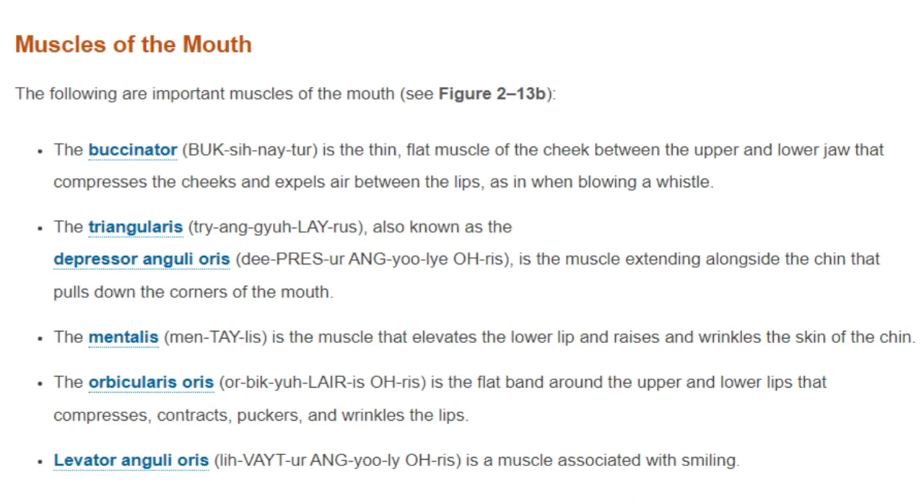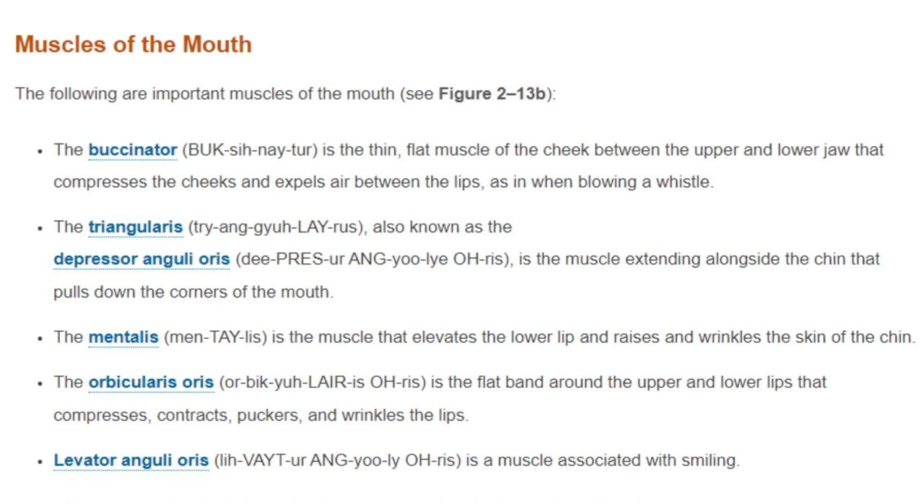Muscles of the mouth. The following are important muscles of the mouth, see Figure 2.13b. The buccinator is the thin, flat muscle of the cheek between the upper and lower jaw that compresses the cheeks and expels air between the lips, as when blowing a whistle. The triangularis, also known as the depressor anguli oris, is the muscle extending alongside the chin that pulls down the corners of the mouth. The mentalis is the muscle that elevates the lower lip and raises and wrinkles the skin of the chin.